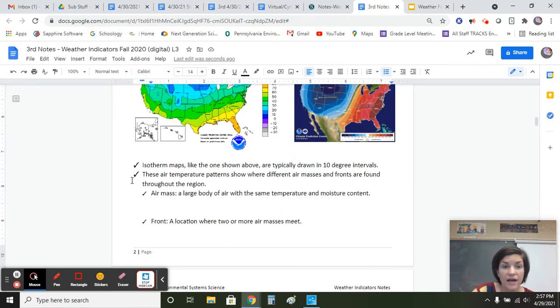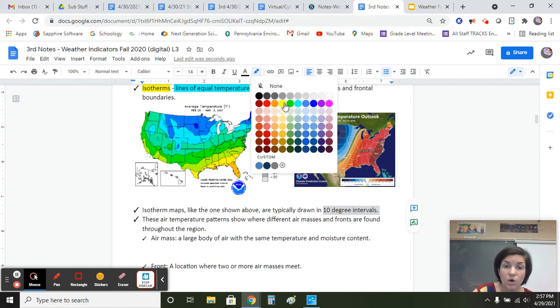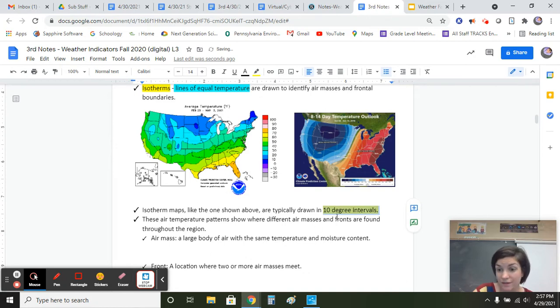Okay. Isotherm maps, like the one shown above, are typically drawn in 10-degree intervals. On your activity on Monday, you are going to have to draw these. So you need to keep in mind that isotherms go up by tens. These air temperature patterns show where different air masses and fronts are found throughout the region.